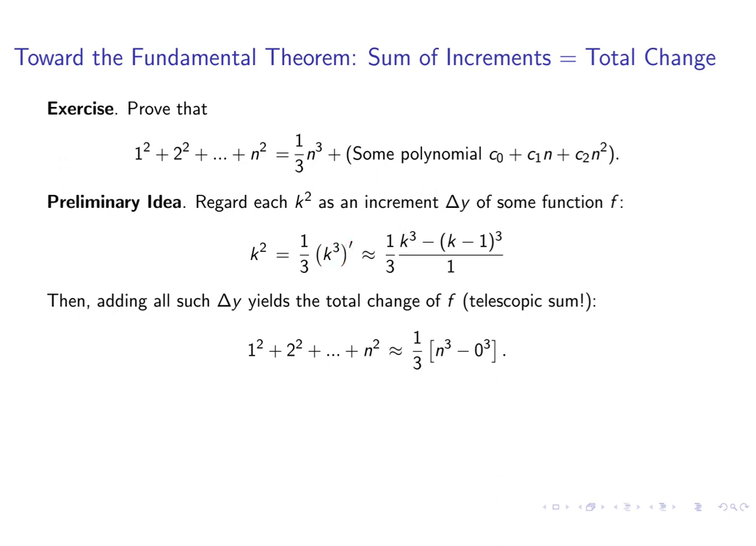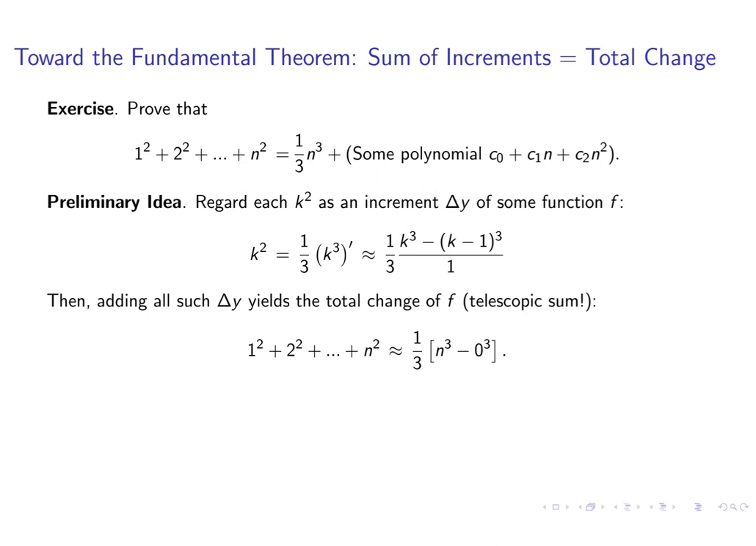And the derivative is approximately the rise over run. Let's take the run to be 1. In that case, the rise is just the difference between two consecutive values of k cubed. So k cubed minus k minus 1 cubed. This is just an approximation, so this is a very rough idea. We still need to fill in the details. Now, okay, so we interpret k square as approximately the difference of k cube and k minus 1 cube divided by 3.